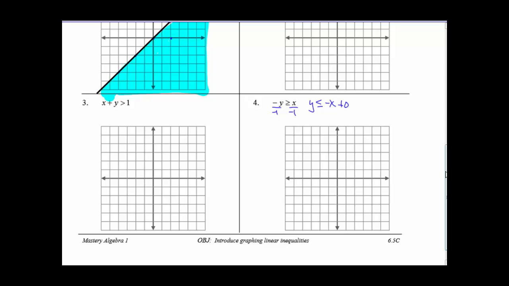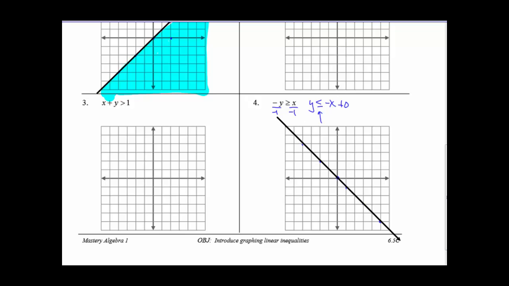So again, this goes to the origin here, and now we have a negative slope. So we can go down 1, over 1. We could go down 2, right 2, down 2, right 2. And we have a few points on our line. Okay. This time, now we look at the inequality sign. It is, again, an equal to. So that tells us it's going to be a solid line again. So we have our solid line.